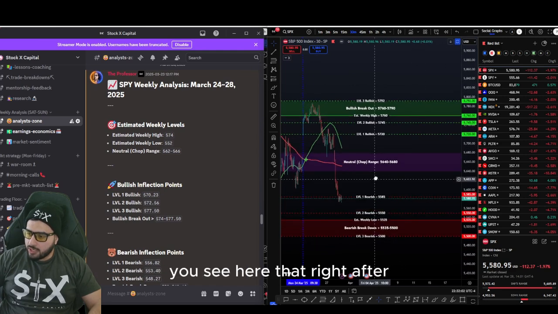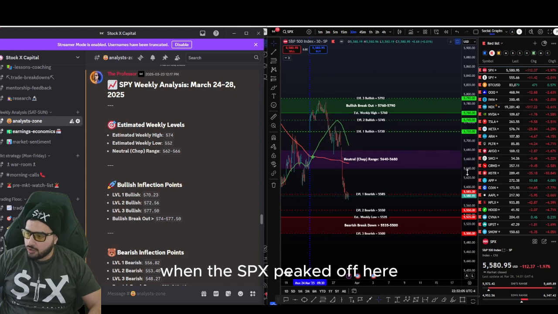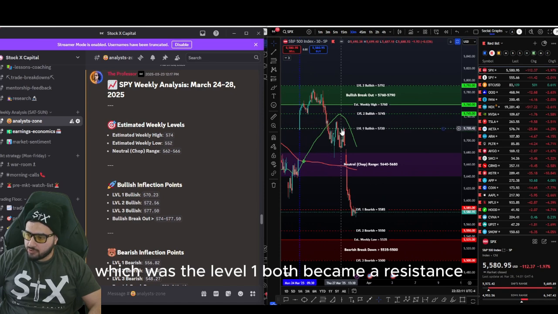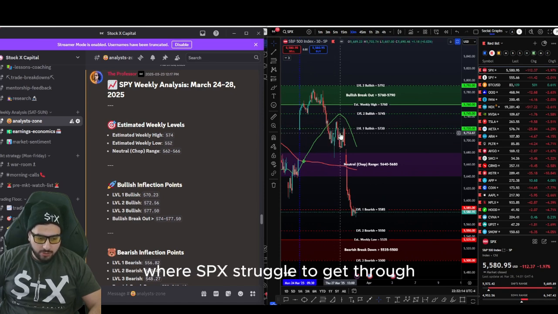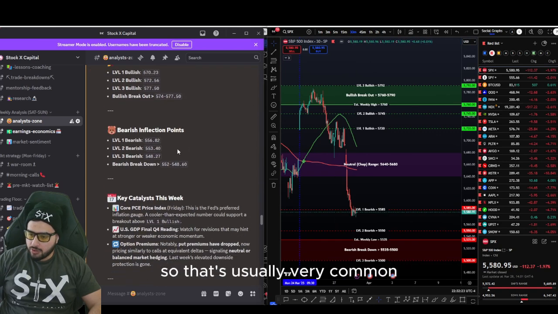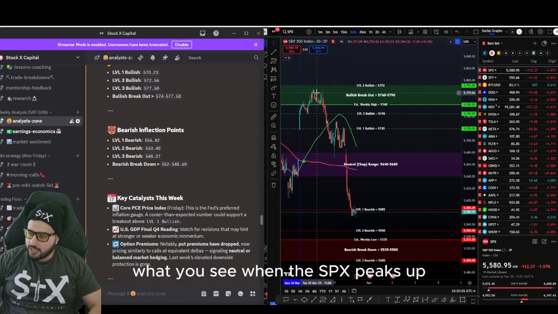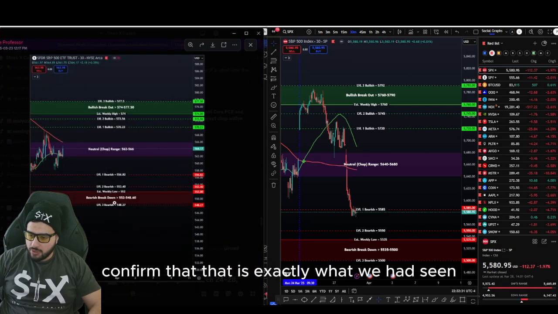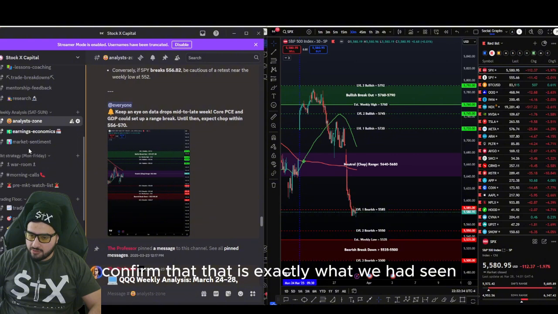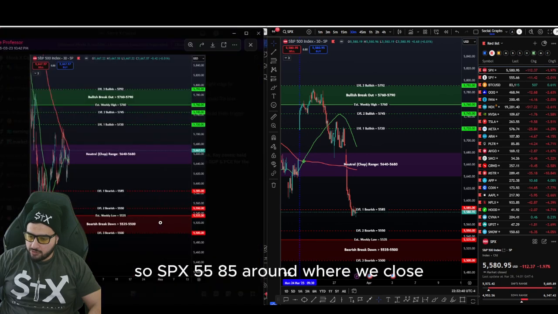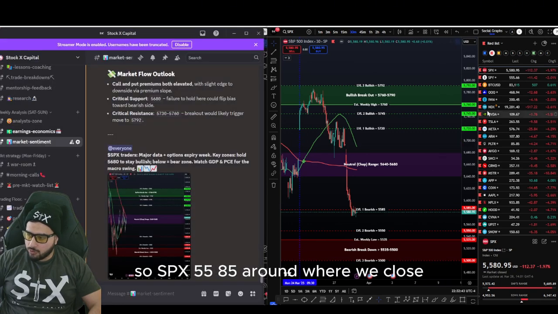You see here that right after when the SPX peaked off here, the 57.20, which was the level 1 bullish, became a resistance where SPX struggled to get through. And once it really broke down, it closed right around our level 1 bearish inflection point over there. That's usually very common, what you see when the SPX peaks, that it hits a bearish inflection point right over there, and you can confirm that that is exactly what we had seen. So in our market strategy channel, this is what it looks like over here. Okay, so SPX 55.85 around where we closed.